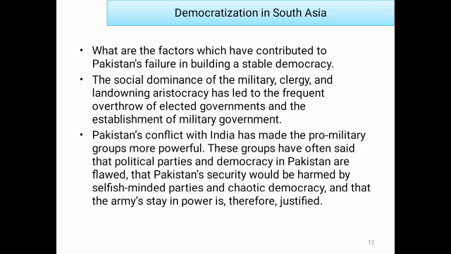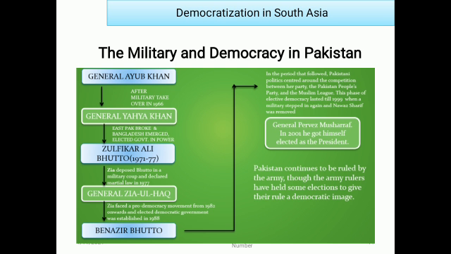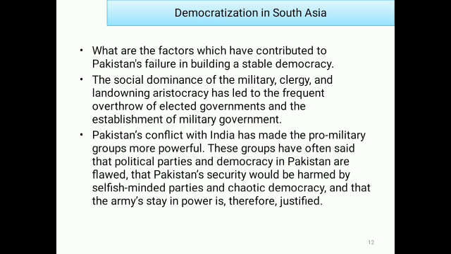So, what are the factors which have contributed to Pakistan's failure in building a stable democracy? The social dominance of the military, clergy and land-owning aristocracy has led to the frequent overthrow of elected governments and the establishment of military government. Whatever scenario in the previous slide you have seen, we are talking about that.